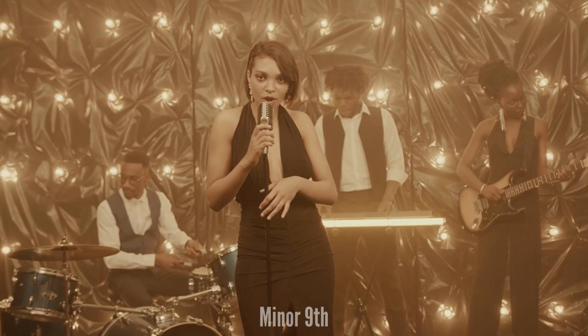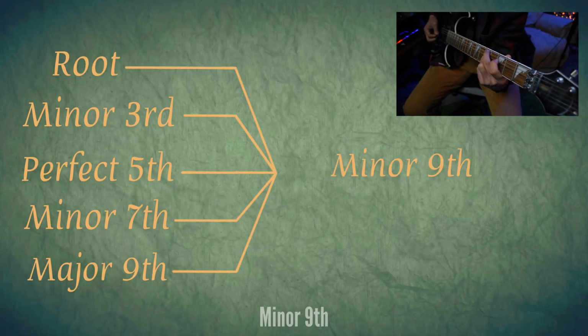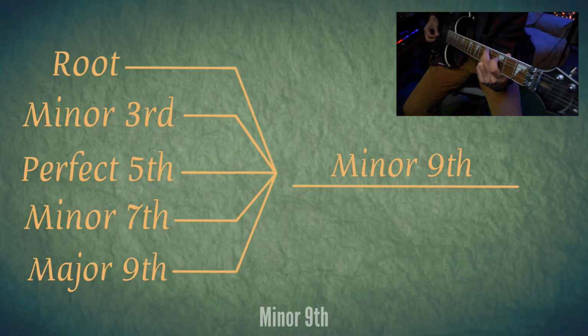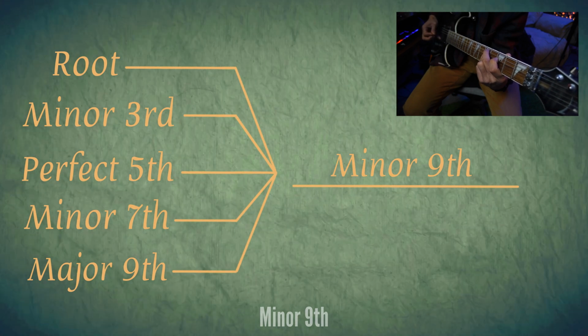All right, now let's talk minor 9th chords. These chords are dark, soulful, and emotional. They're perfect for R&B, soul, and even moody rock. Now the formula for that is the root, the minor 3rd, the 5th, the minor 7th, and the major 9th. And this is what it sounds like.